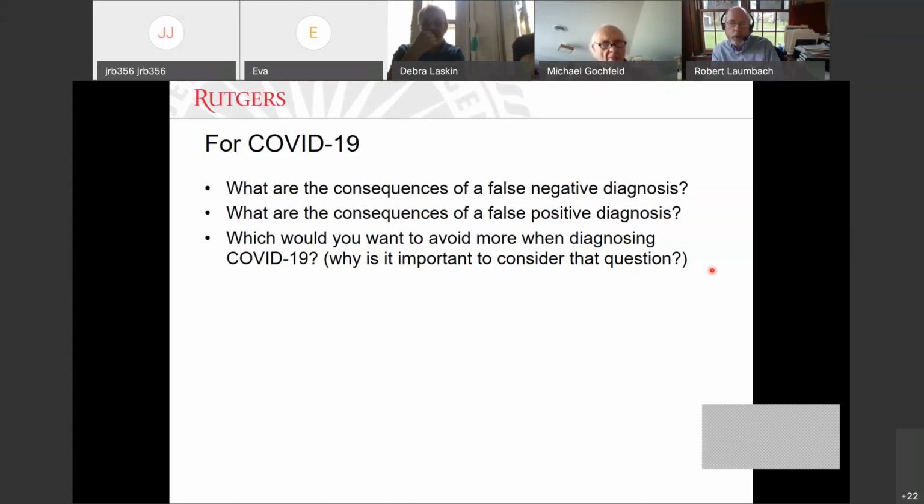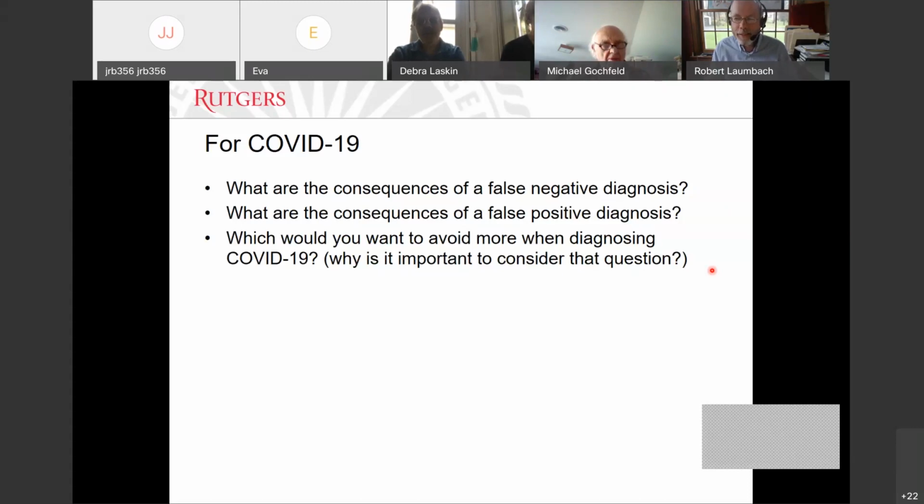So in this case, which would you want to avoid more, diagnosing a false positive or a false negative? Again, anybody? Takers?